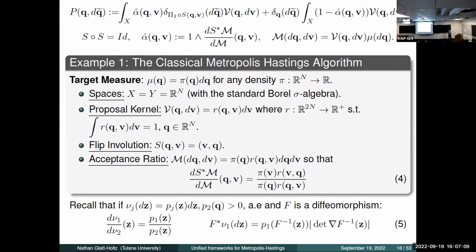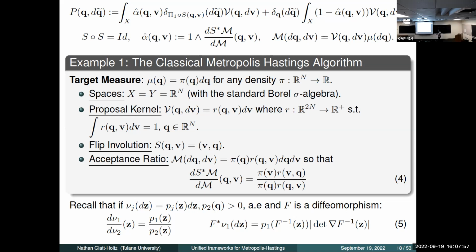Okay, so I want to take you through a bunch of examples. You can see how things play out, and hopefully you'll get a sense of how this all works. So the classic one, which goes all the way back to our friend Metropolis: your target measure is just an arbitrary continuous density. I want to say that it's positive almost everywhere or something like that. My spaces are just R^n with the usual Borel sigma algebra, and my proposal kernel is any function from R^2n to R which has this nice integrability condition, and then we'll start with some very simple involutions. This is just the flip involution.